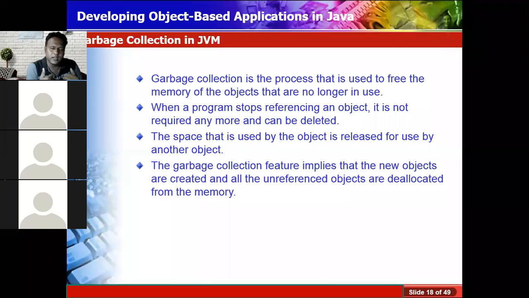So after storing a value and getting your result, there is no work for that memory. So you have to free that memory for other purposes. So in that part, we are using garbage collection. Garbage collection is the process that is used to free the memory of the object that are no longer in use.